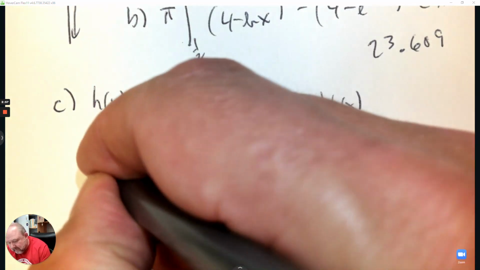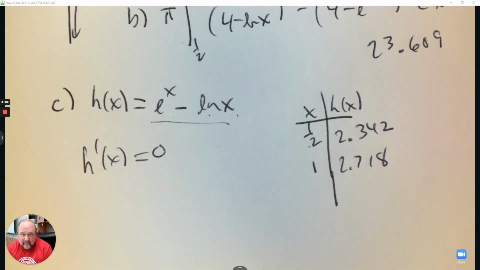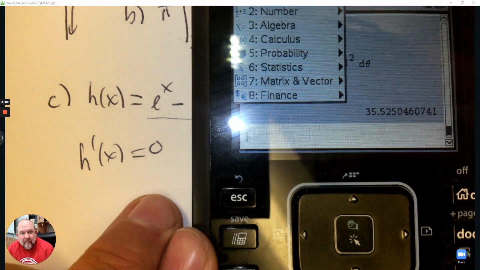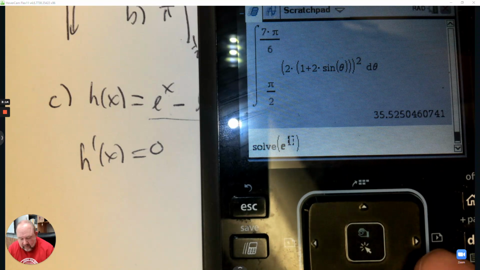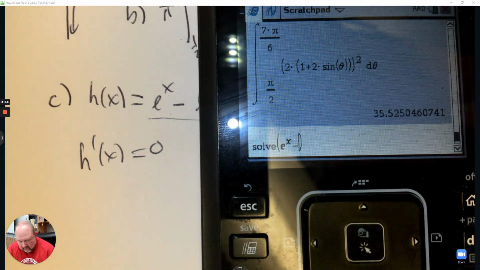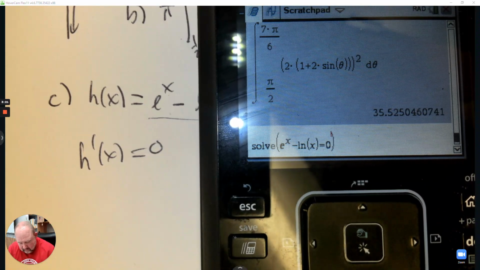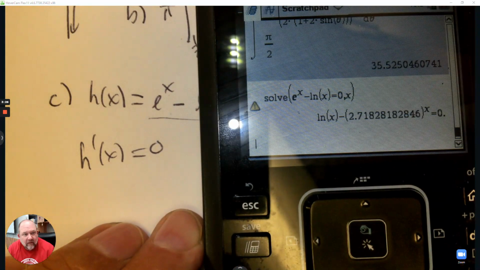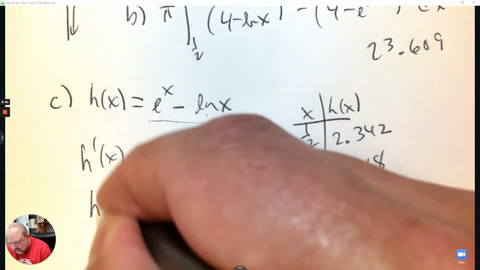And then the derivative equal to 0. I want you to type this in. Go to menu, algebra, solve, and then type in e to the x, subtract ln x, equals 0, comma x. Oh, wait a second. What did I do first? I've got to take the derivative. So let's try it again.